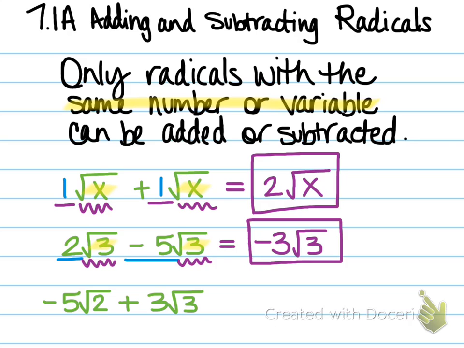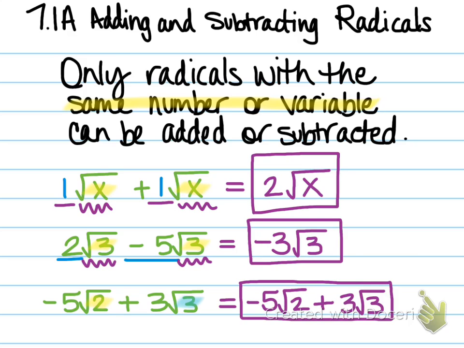Okay, if I have negative 5 square root of 2 plus 3 square root 3, the numbers underneath the radical are different. They're both square roots, but the numbers are different. So I cannot add or subtract these because they're not like terms. It's kind of like if I had a 5x and a 3y, I can't add those together. So we would just rewrite it as negative 5 square root 2 plus 3 square root 3. There's nothing I can do to simplify.